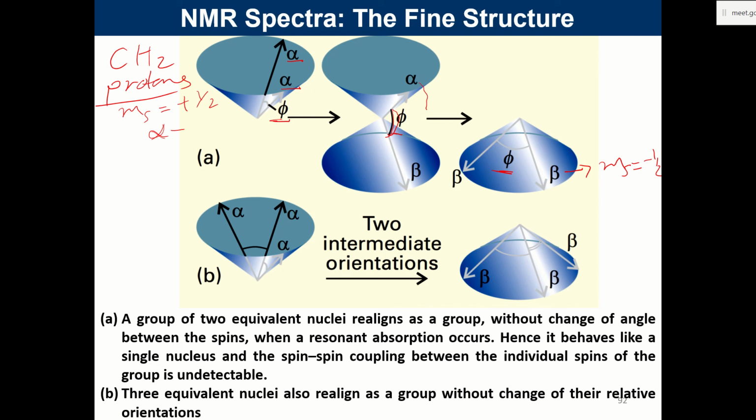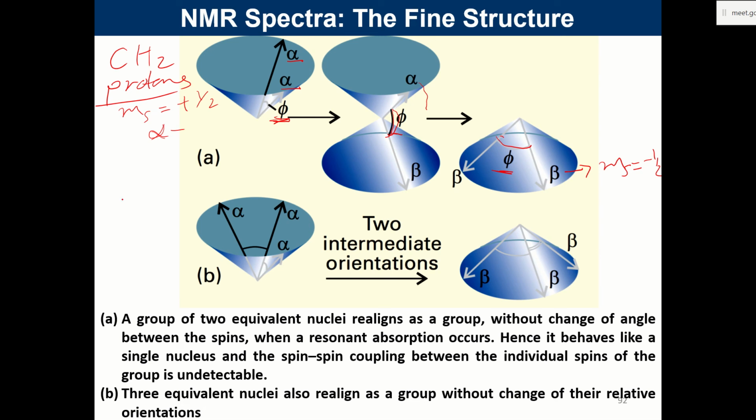This is what we mean: the orientation is not changing, and such two nuclei, say methylene CH2 protons, cannot be detected in NMR spectroscopy. Even though the coupling is happening, it is undetectable. Of course there will be coupling of the spins of these two protons, but we are not able to detect it because there is no change in the relative orientation of the two spins. We can only detect spin coupling when there is a change in the relative orientation of the spins.